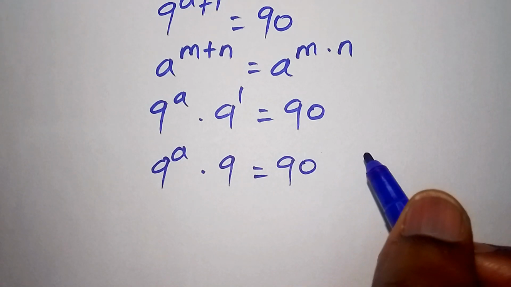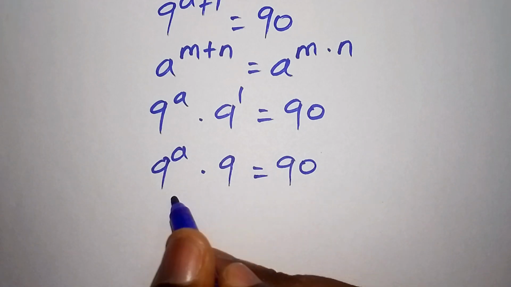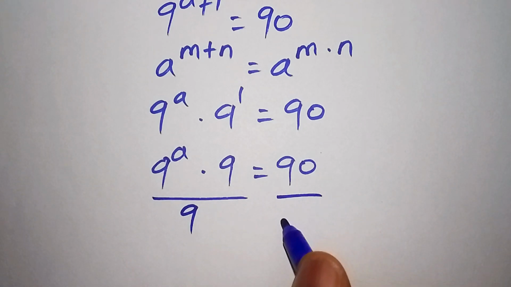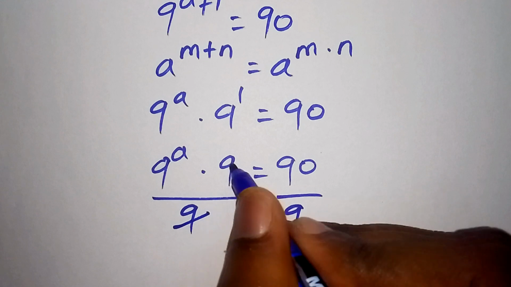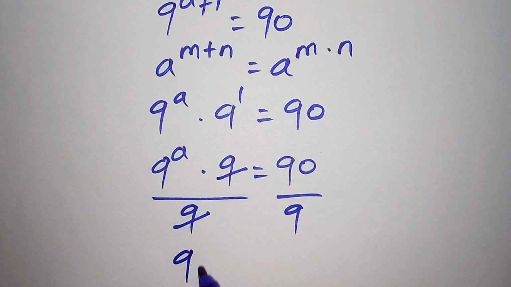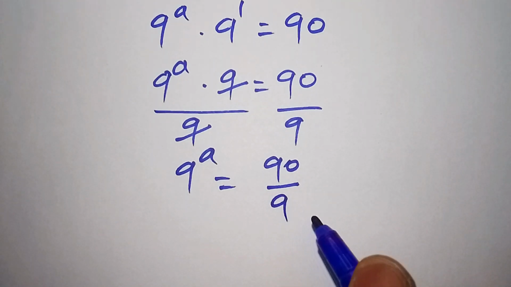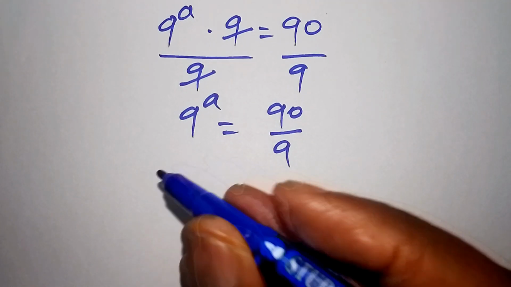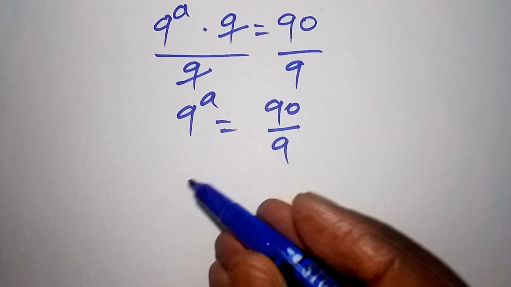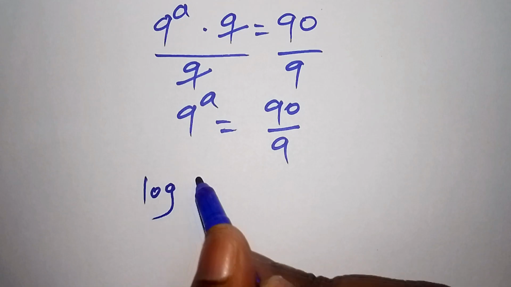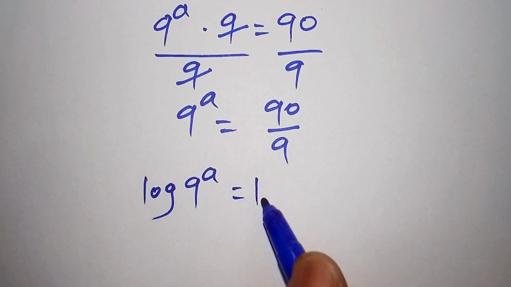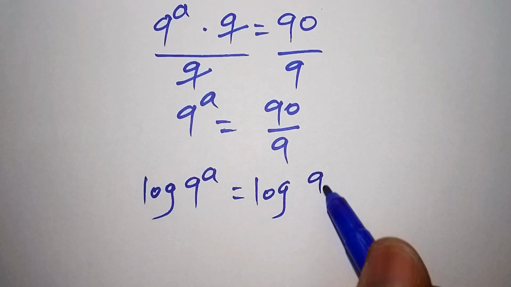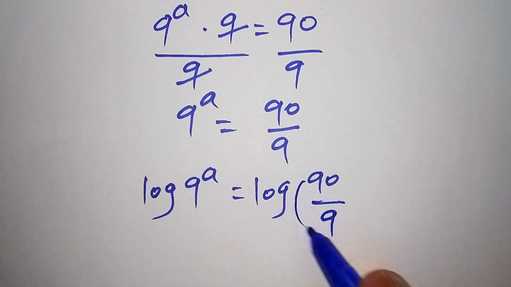So the next step that you need to do, we divide both sides by 9. 9 by 9 shall cancel, so that 9 to the power of a equals 90 all over 9. So the next step now is for us to introduce the log on both sides. So here it means that we shall have the log of 9 to the power of a equals the log of 90 all over 9.